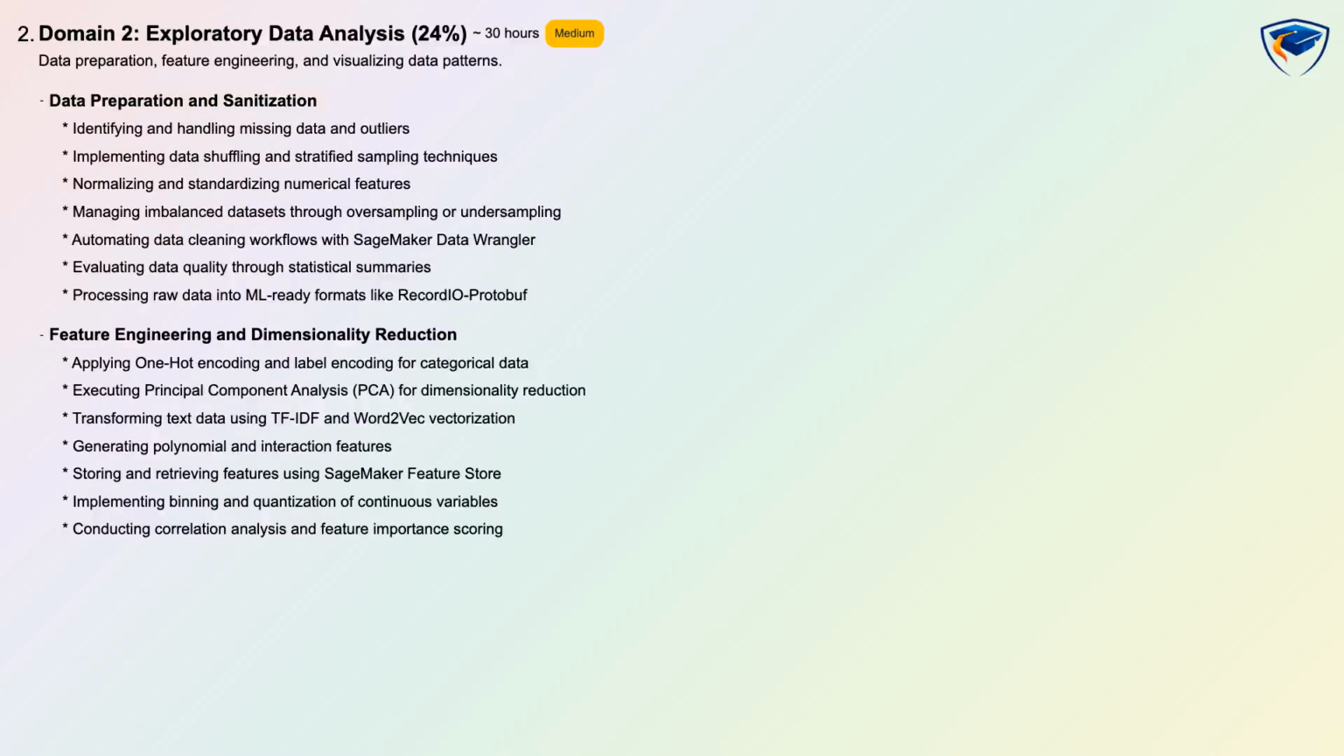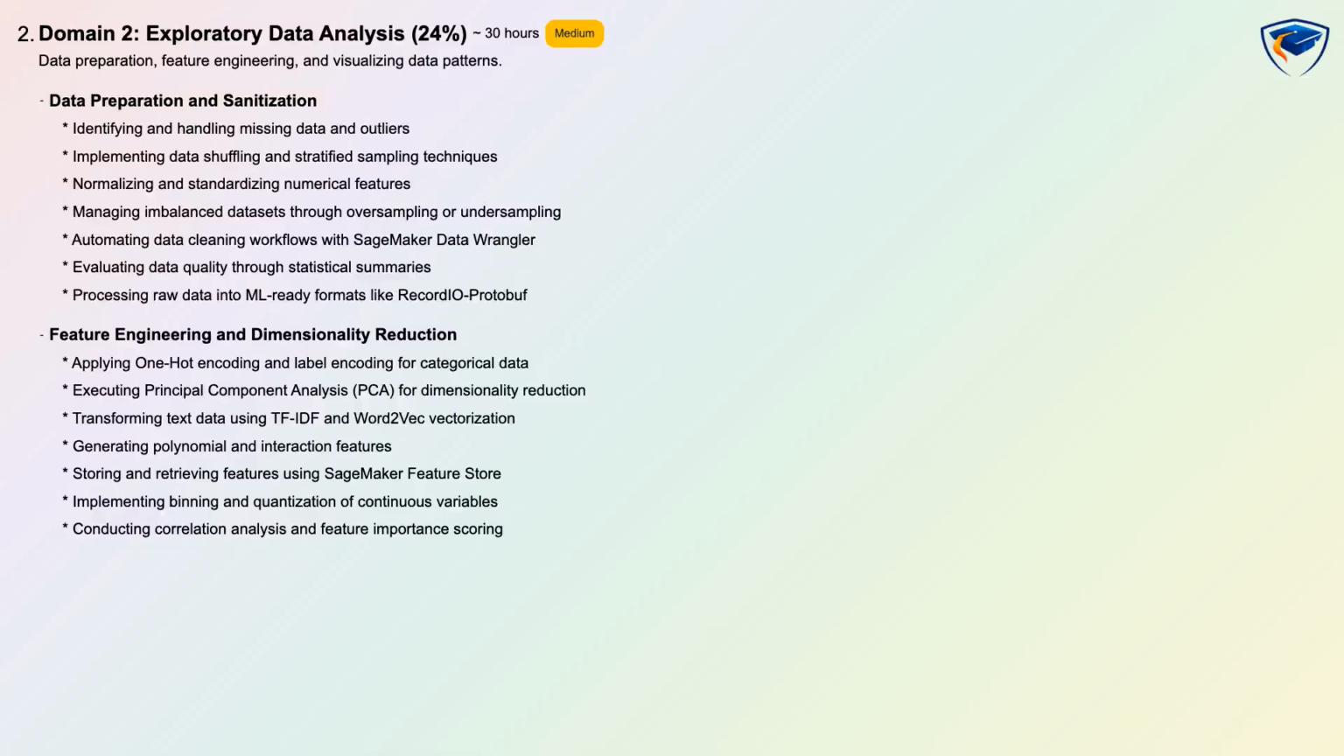Domain 2. Exploratory Data Analysis makes up 24% of the exam and emphasizes data preparation, feature engineering, and visualizing data patterns. Rated medium difficulty with an estimated 30 hours of study and hands-on plus conceptual assessment. You will master identifying and handling missing values and outliers, applying data shuffling and stratified sampling, and normalizing or standardizing numerical features while addressing imbalanced datasets through oversampling or undersampling.